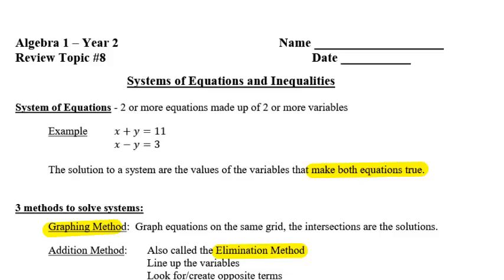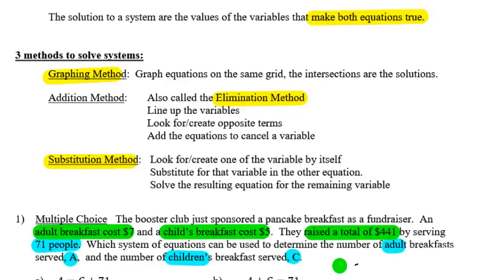Alright, so if you printed it out, it looks something like this. If you didn't print it out, that's okay too. Just write it on a separate sheet of paper. Remember that your solution is going to make the equation true, and when you have more than one, it has to make both of those equations true. Here are our 3 methods: graphing, substitution, and the addition method, also called the elimination method. And here are the steps for each.